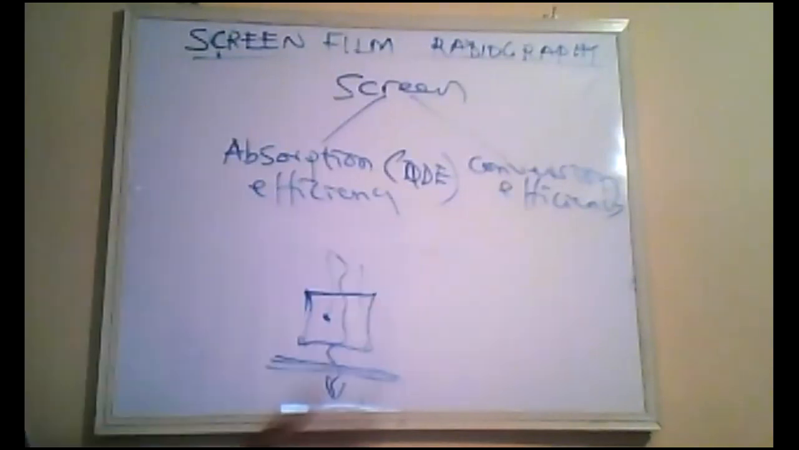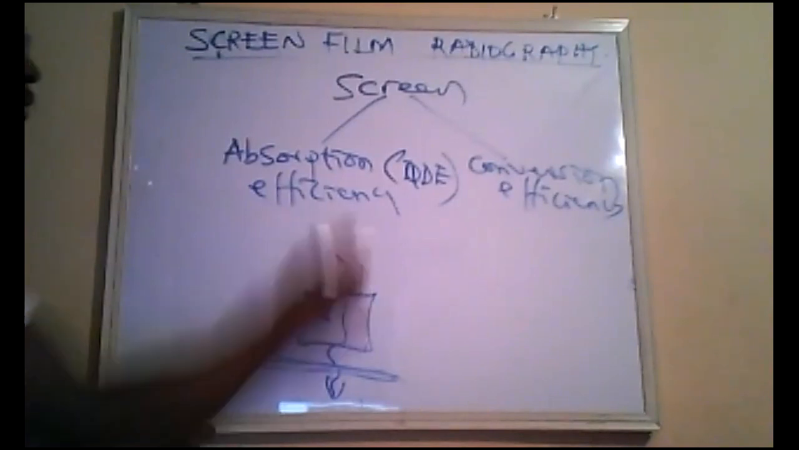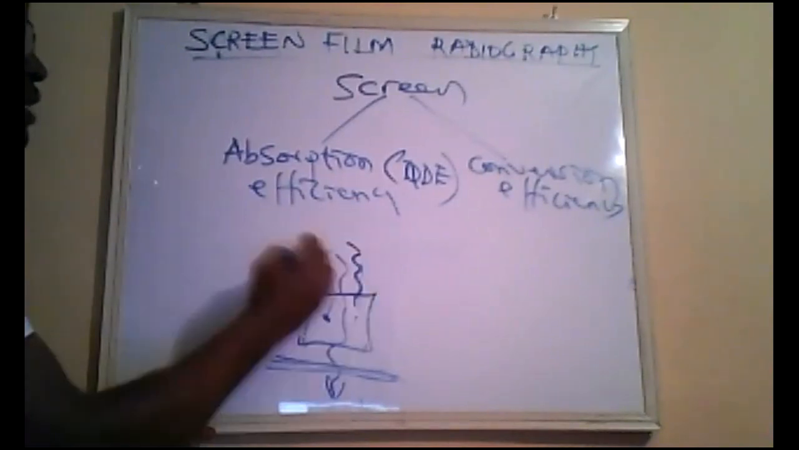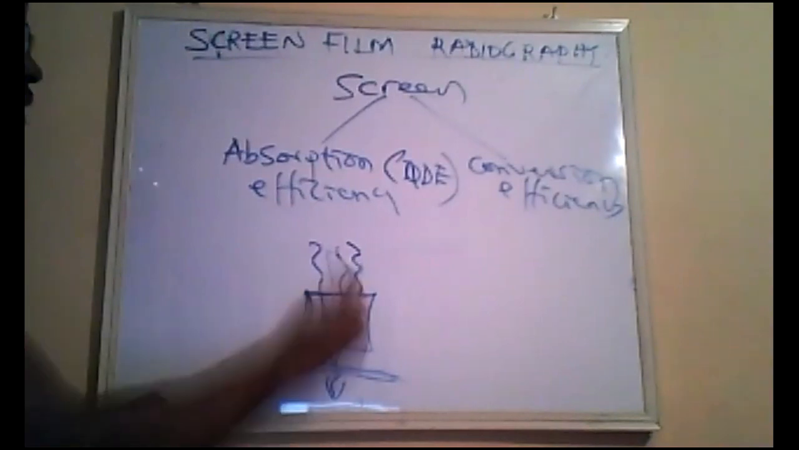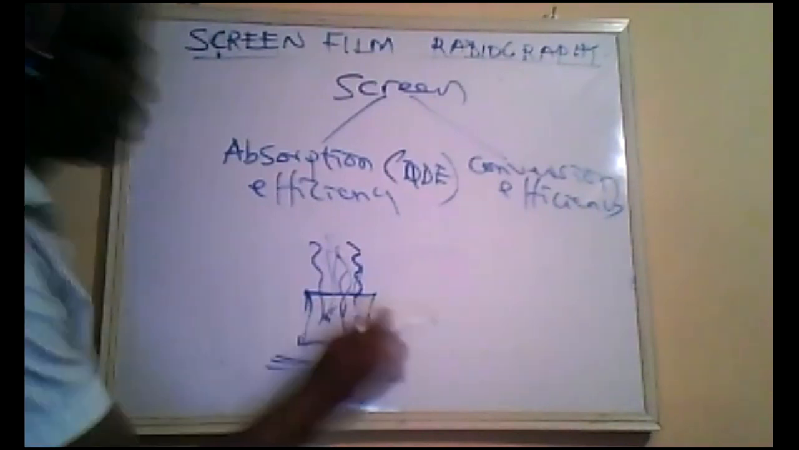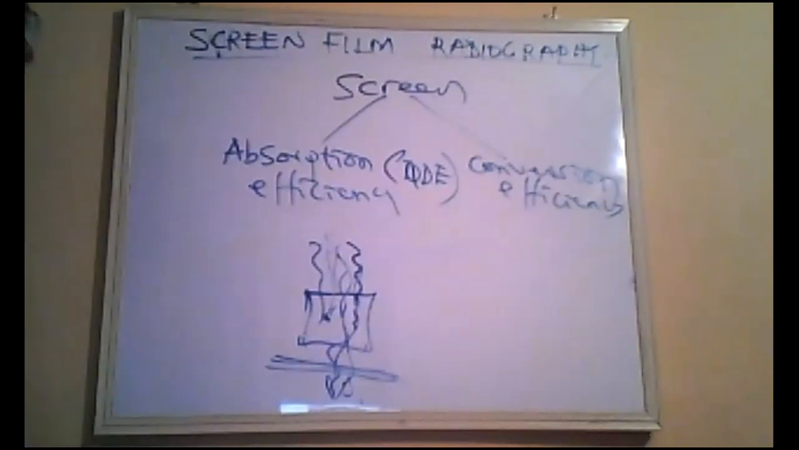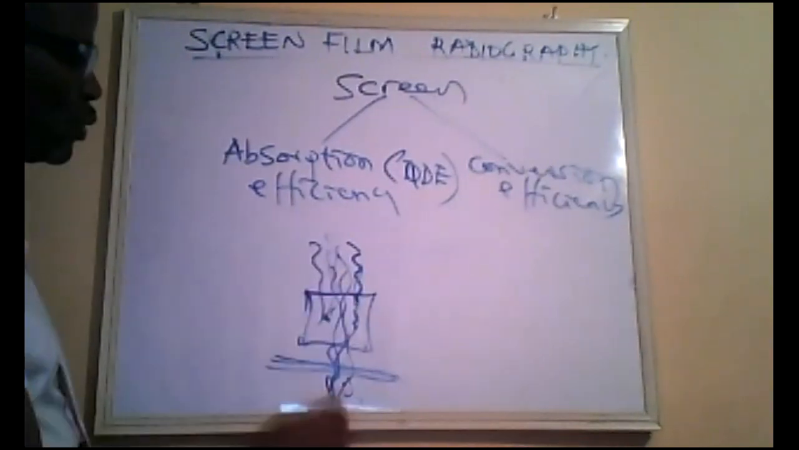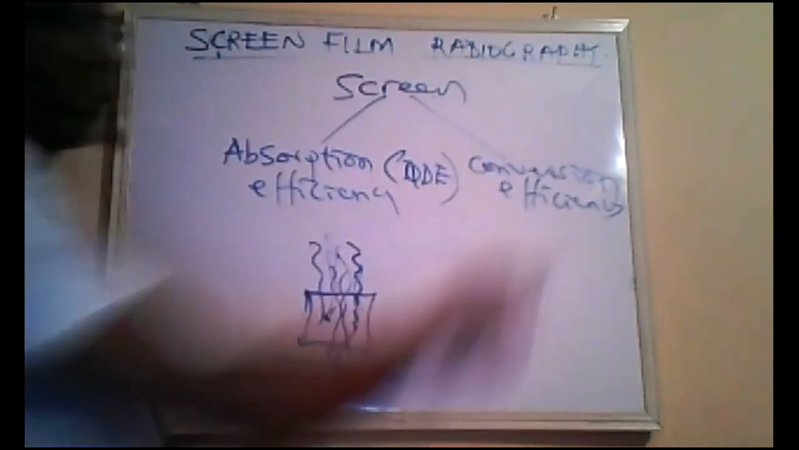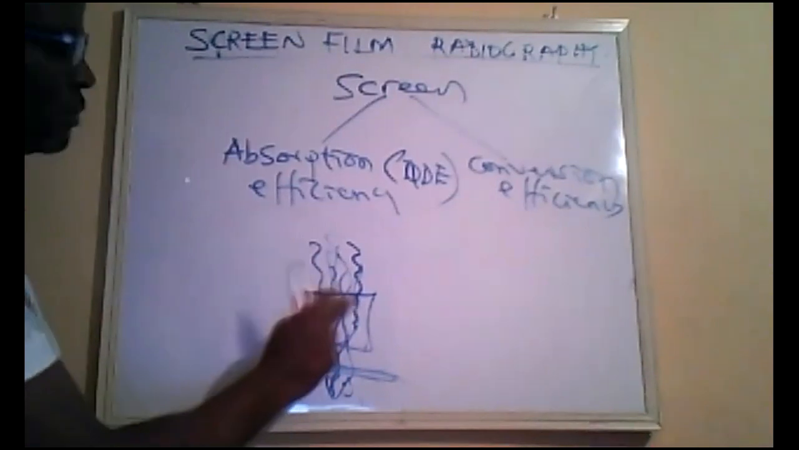So the absorption efficiency is the ability of this particular screen to absorb the X-ray photons falling on it. Like I said, not all the X-ray photons falling on it will be absorbed. Some will pass through undetected, but others will be absorbed. The number that are absorbed will give us the number that will be converted. Those that pass through wouldn't be able to contribute to the conversion efficiency, but only those that have been absorbed by this screen.